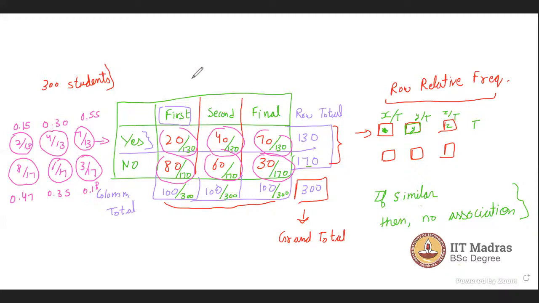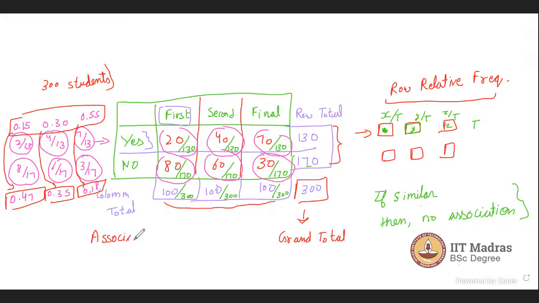So you can see that here my values are 0.15, 0.30, but here, in place of 0.15, it's 0.47. There is a big difference. Here also a big difference. So I can see that my row relative frequencies are not similar. So I will say that yes, there is an association.